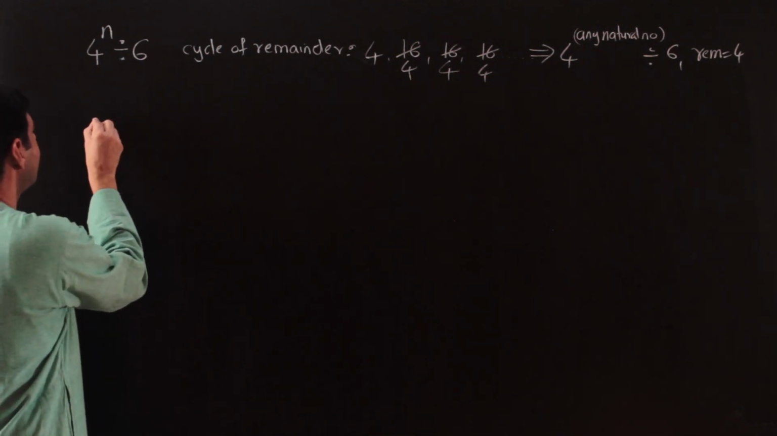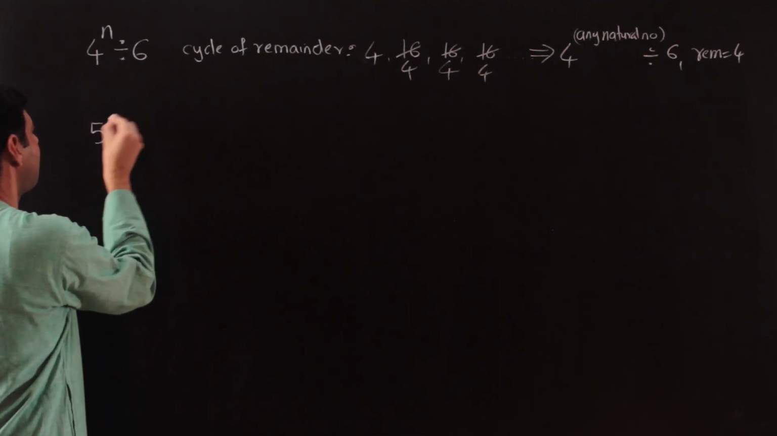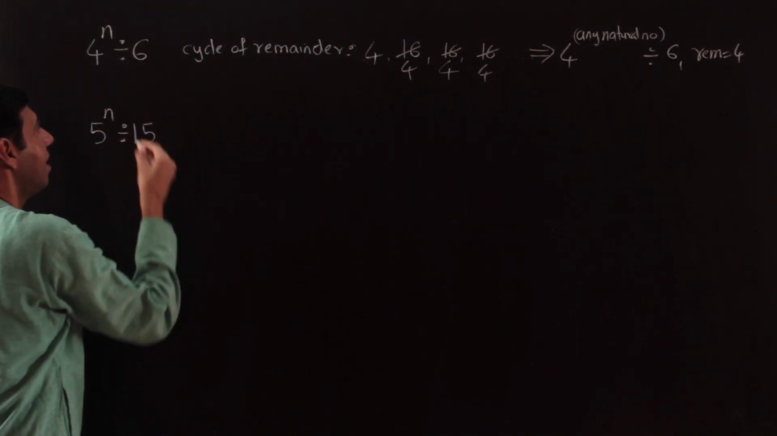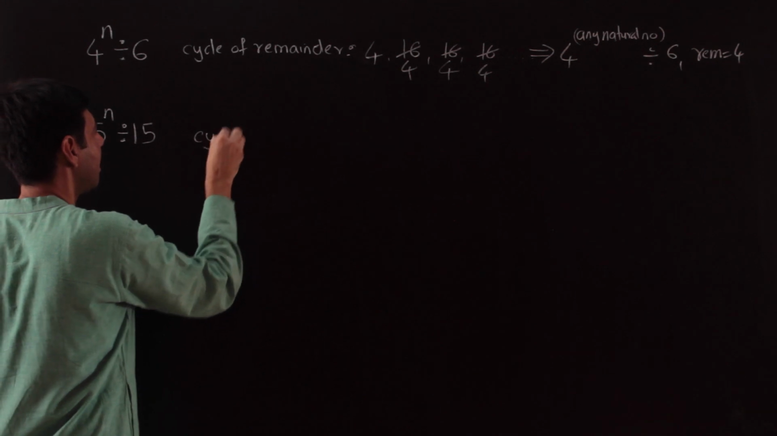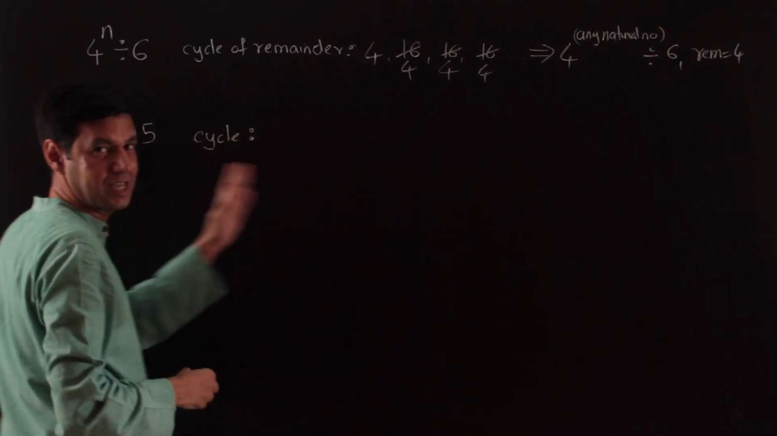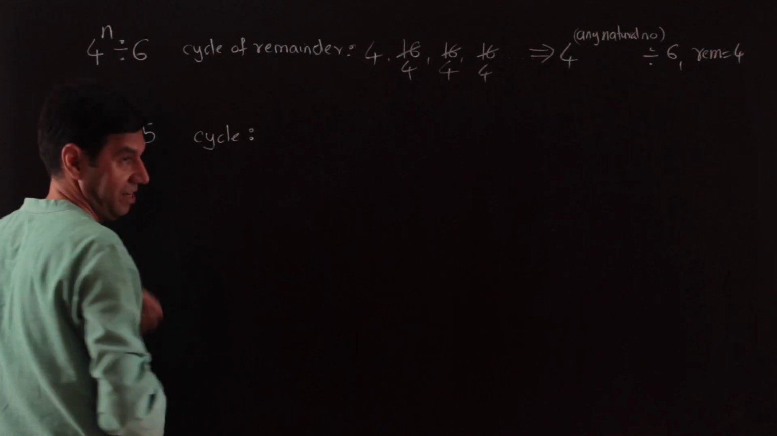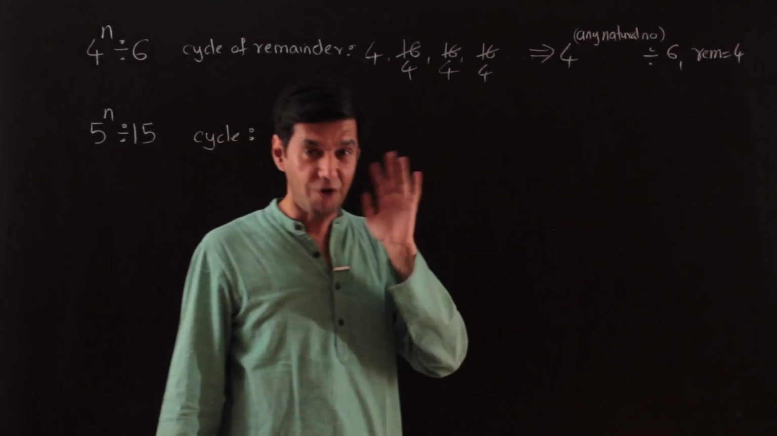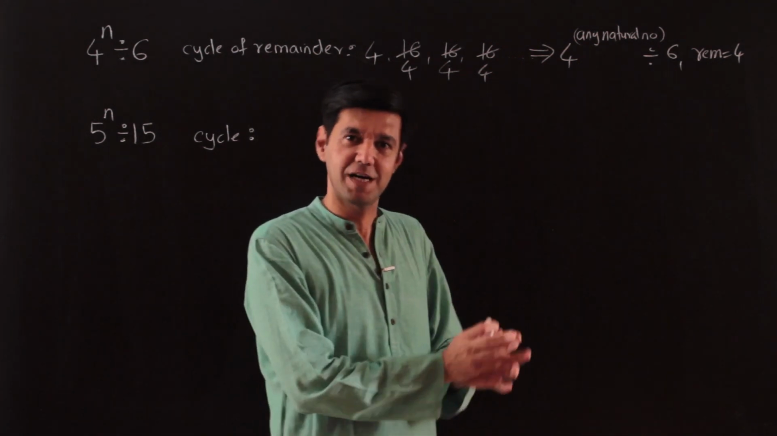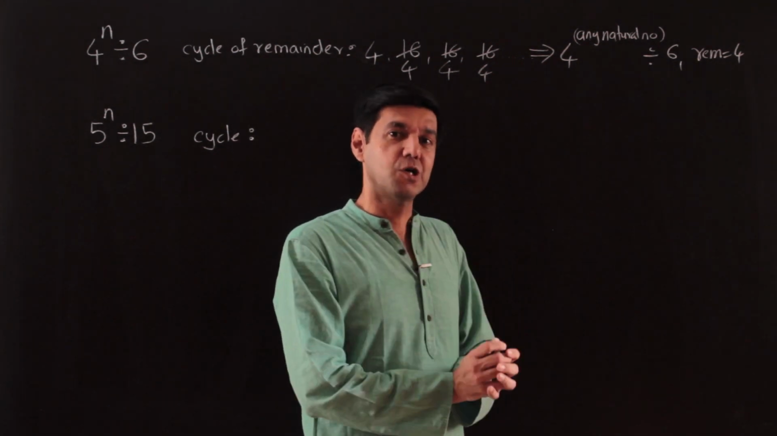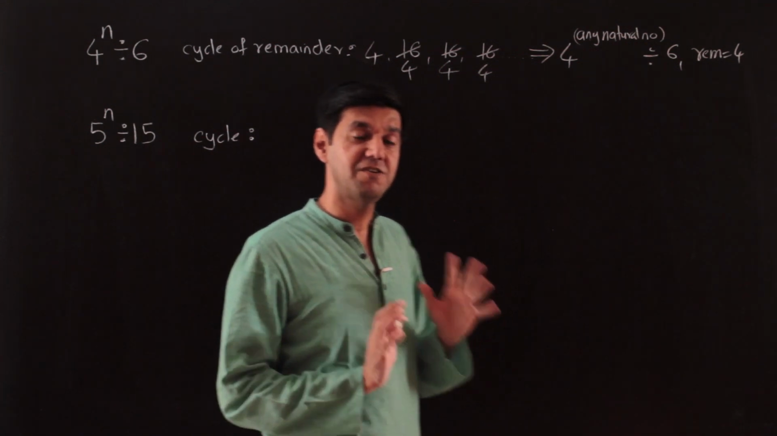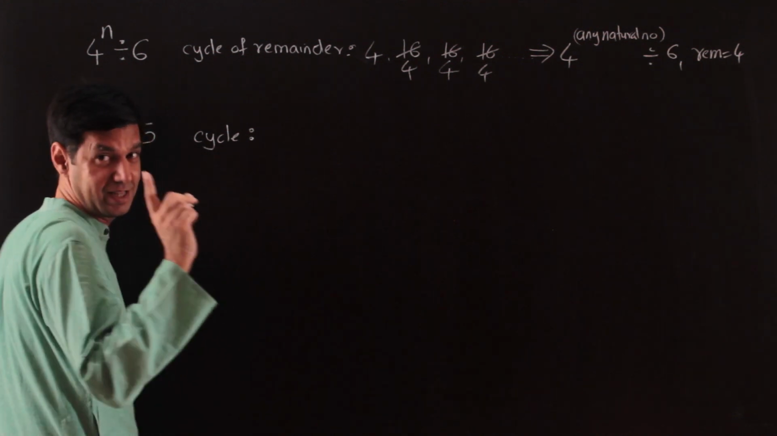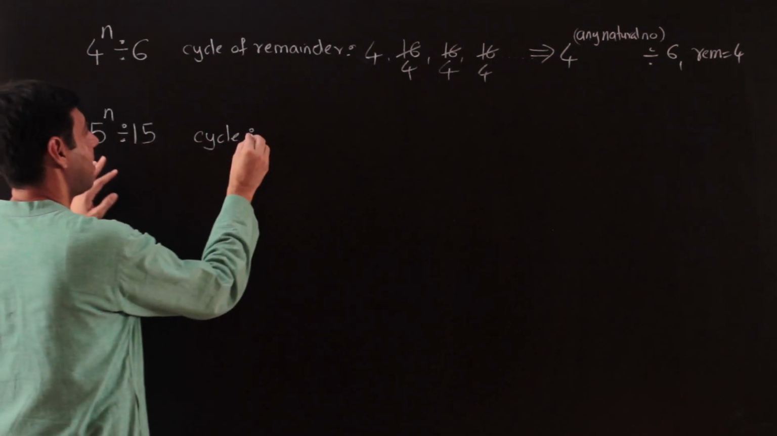Let's take another question. What if it is 5 to the power n divided by 15? Why I'm doing this is, let's see if you can notice what is the difference compared to the previous examples that we did. Also try to think what are the conditions of Euler. It will obviously be a condition for Fermat also. So what is that one condition which is non-negotiable? Euler's is for any divisor, it need not be prime, but there's still one condition. Anyway, let's find the cycle.